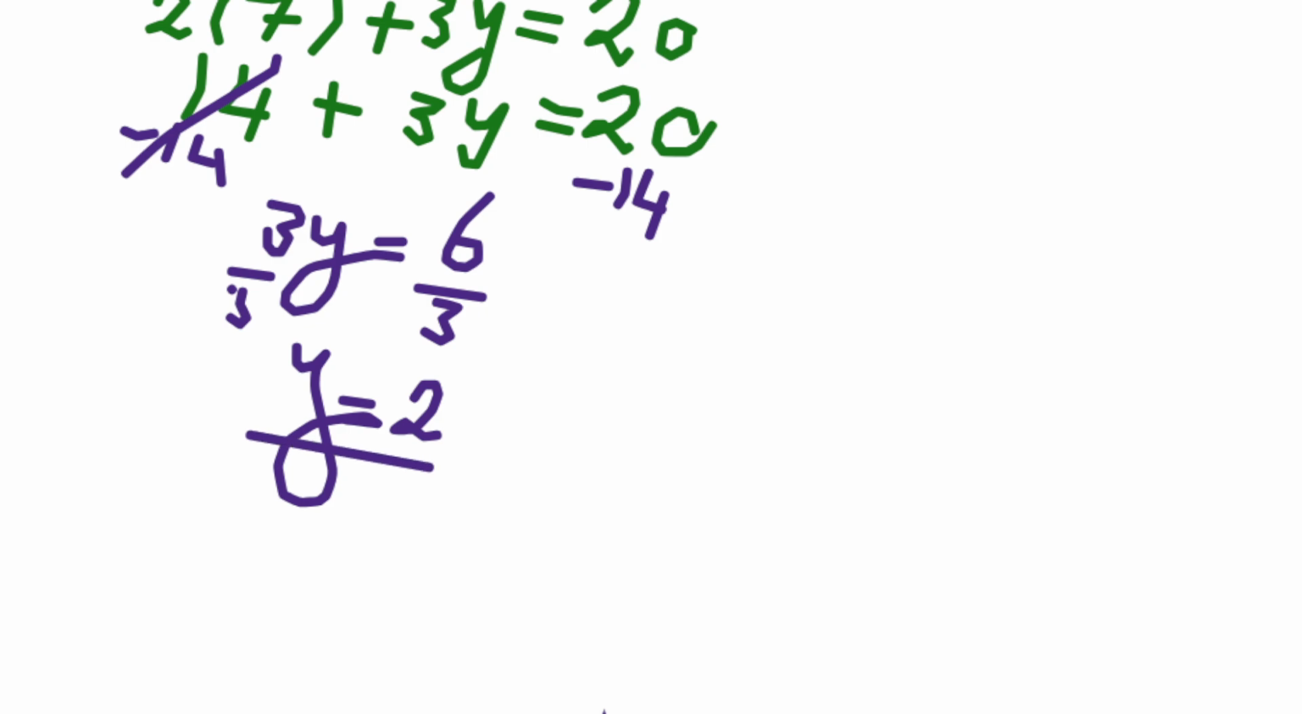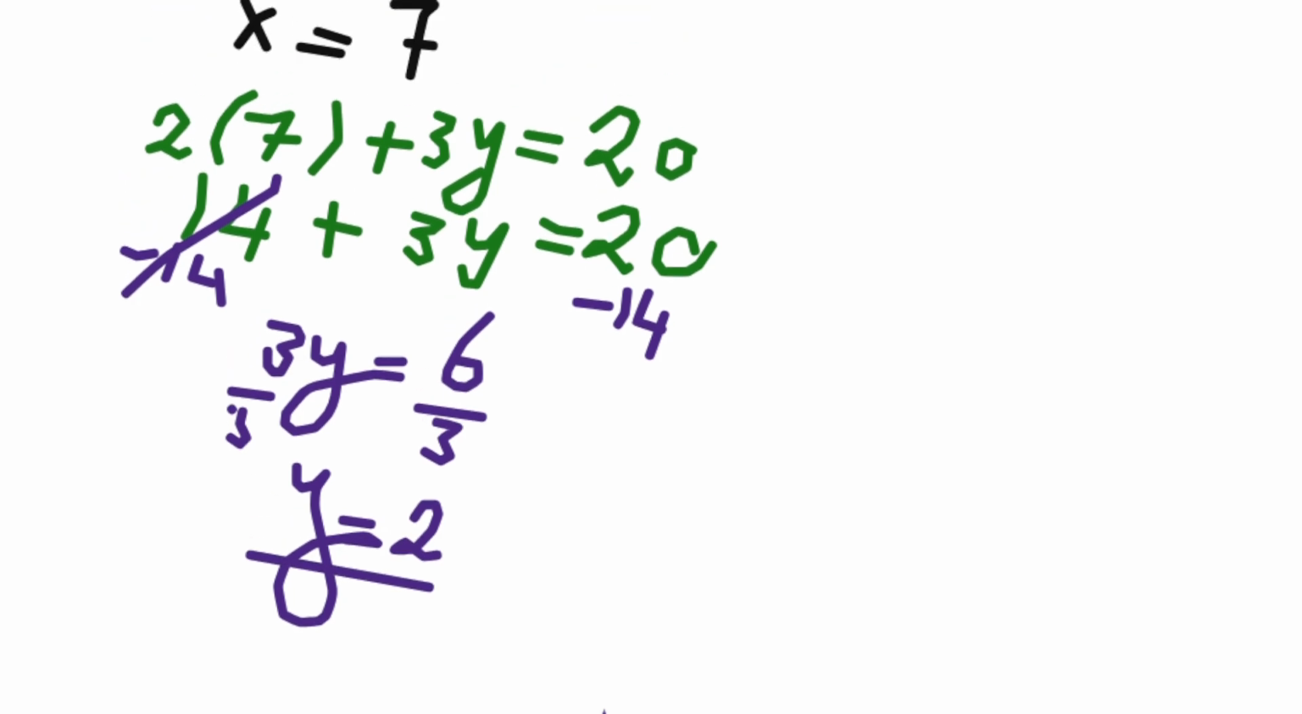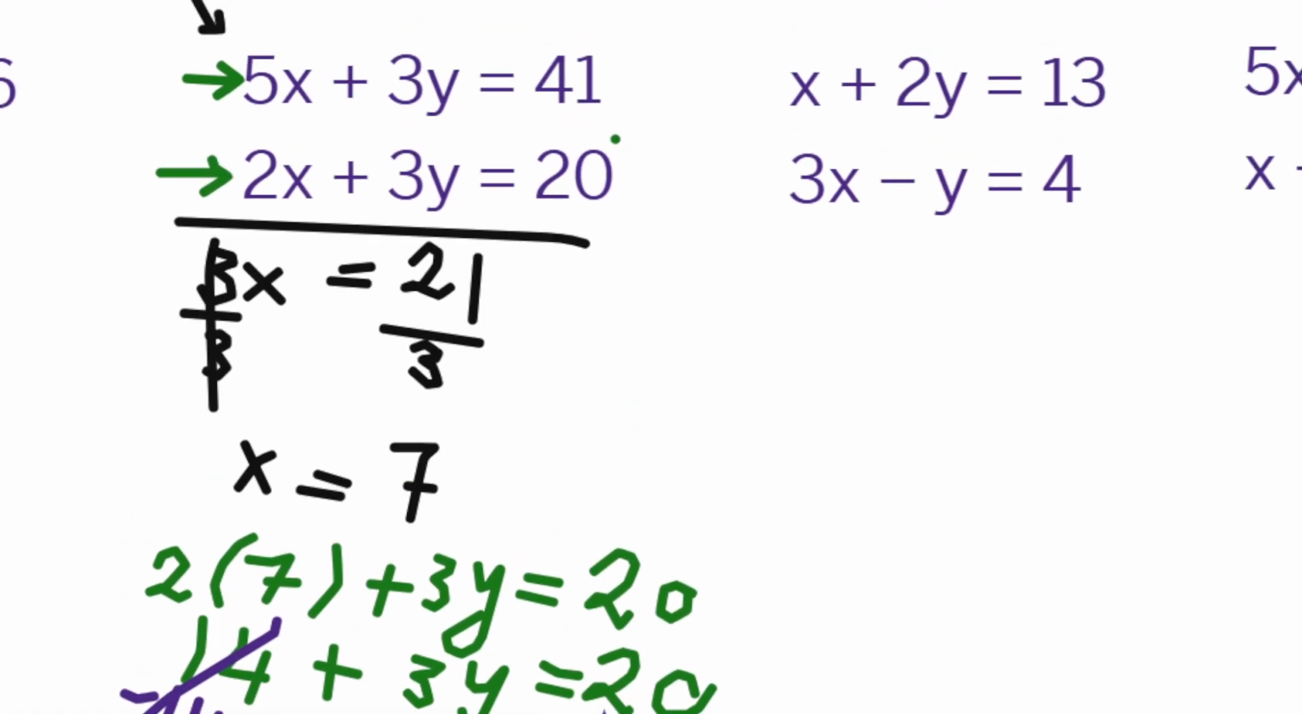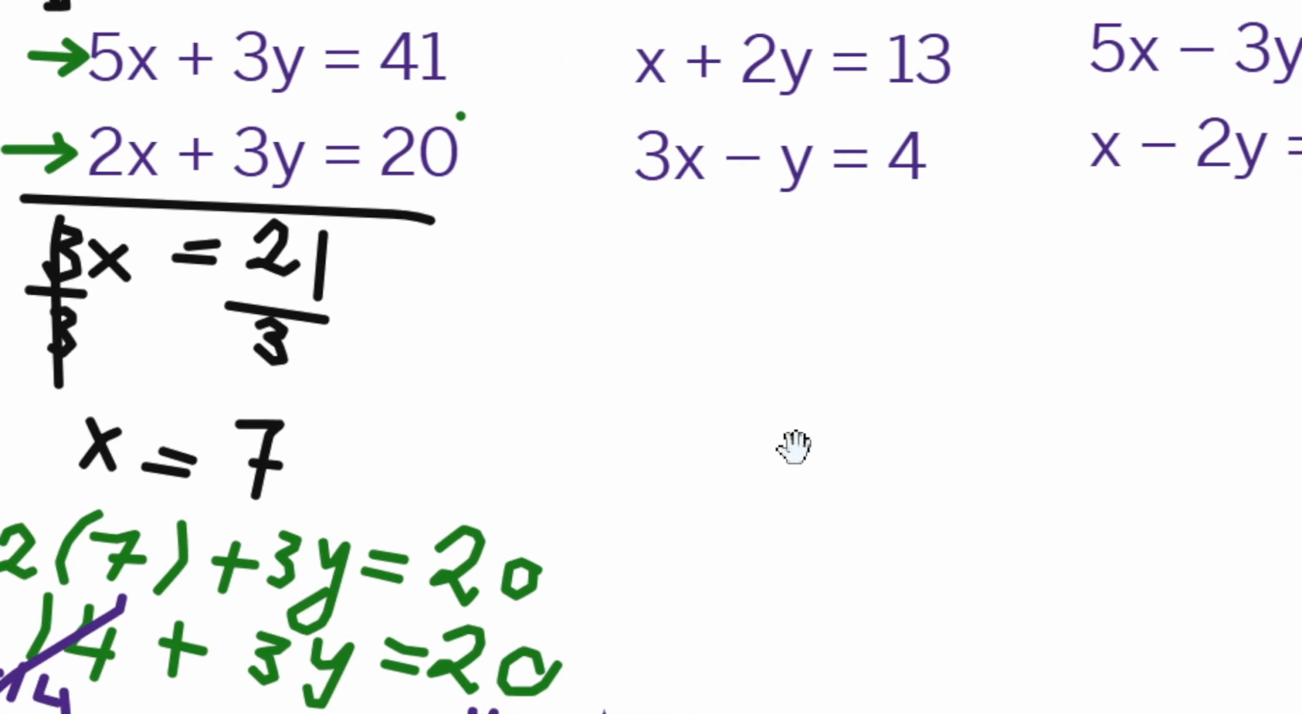So we got x equals 7 and y equals 2. This is how you solve simultaneous equations. That's good. Now, let's do another example. Let's do this one here.